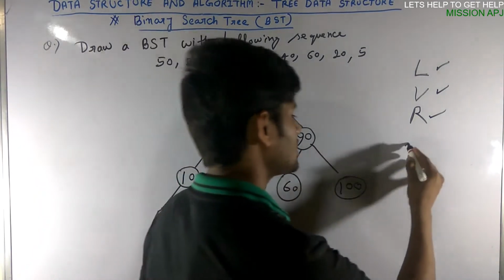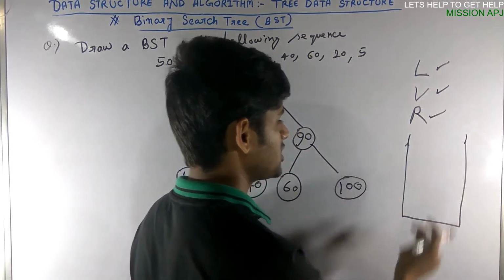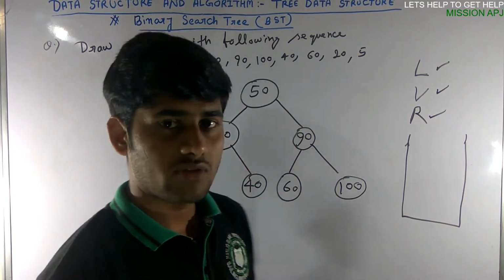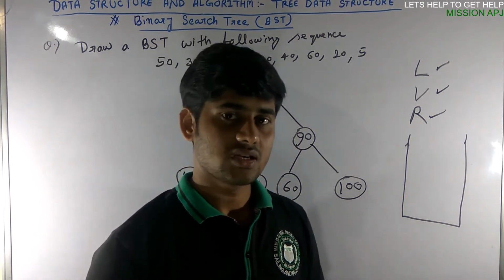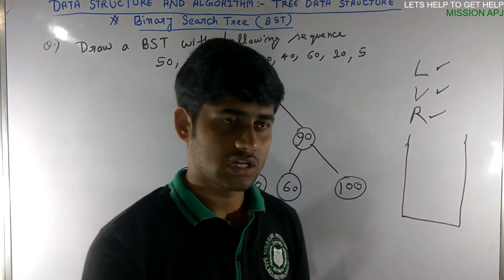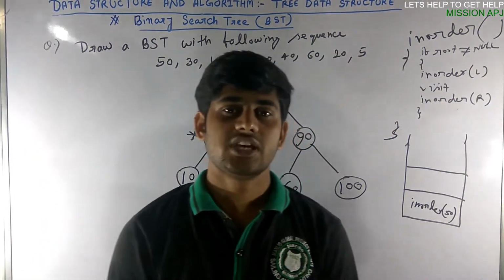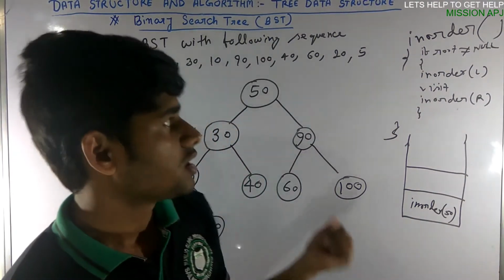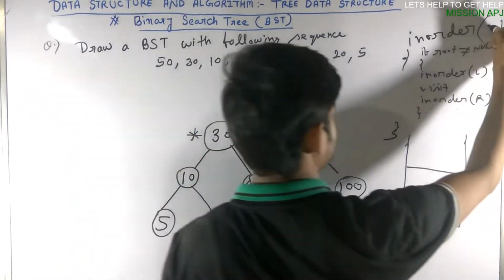Another part: in any traversal, inorder, preorder or postorder, we use a stack, because whenever we write a program in recursive manner, the program uses a stack whenever we call the function. So we will again use that for the traversal. To traverse a binary search tree in inorder, we need to start from the root node. So let's start from the root node, that is 50.